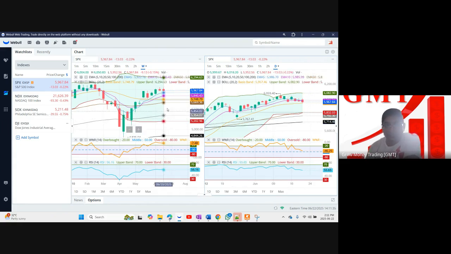If we look on the weekly chart, the mid Bollinger Band is at 5,748, and there's a small gap here which closes at 5,715. So if you're looking for medium to long term, the stronger support looking at both daily and weekly charts is at 5,715.